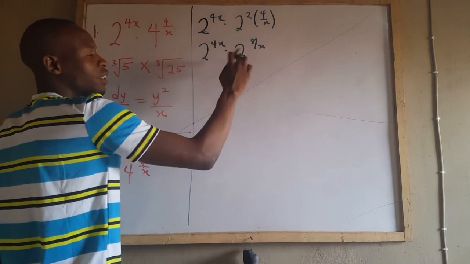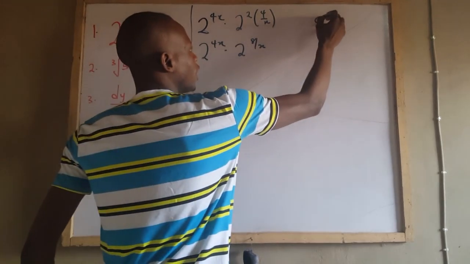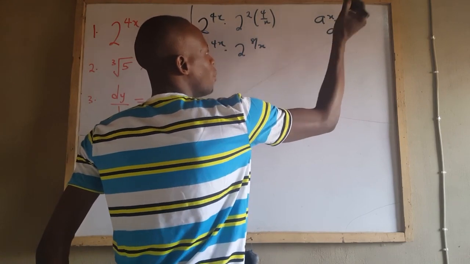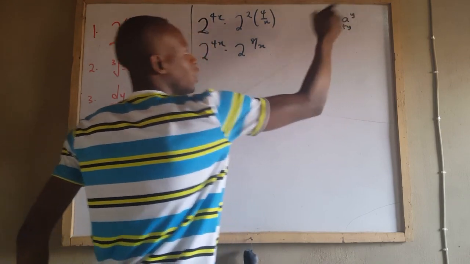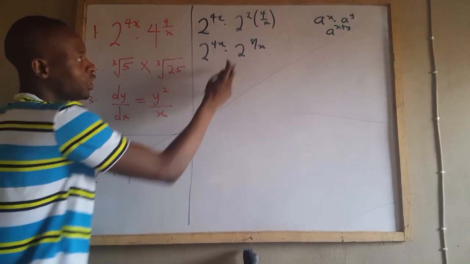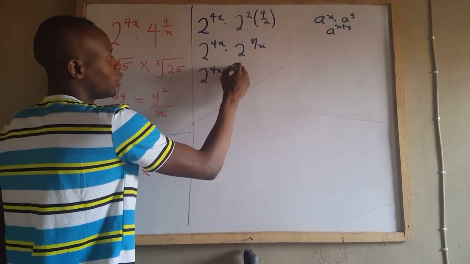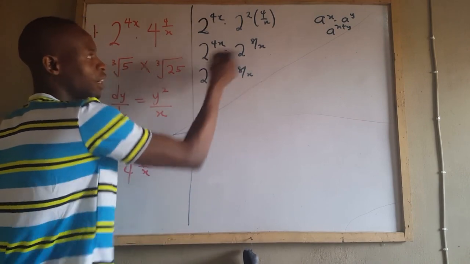Now, they are of the same base. According to law of indices, when you have something like a raised to power x multiplied by a raised to power y, they have the same base, you bring one base out, then you have x plus y, you have the powers together. Are we together? So the same principle here. We have 2 raised to power 4x plus 8 over x, since they have the same base.